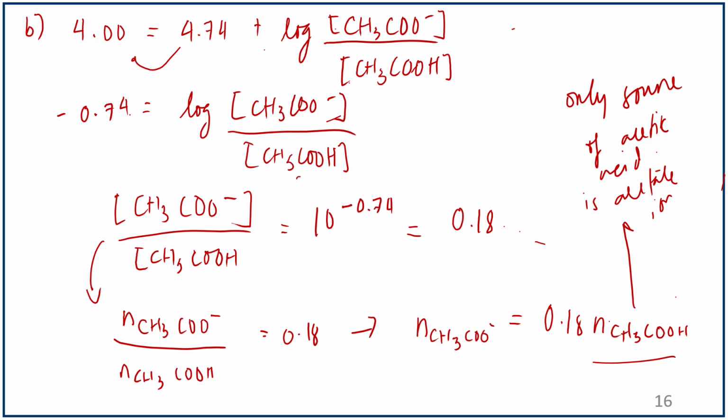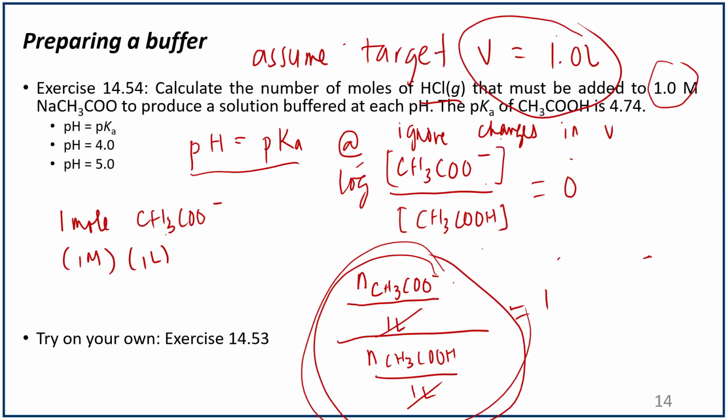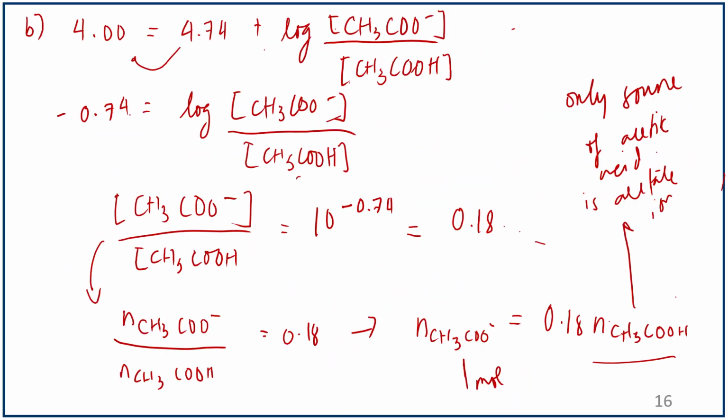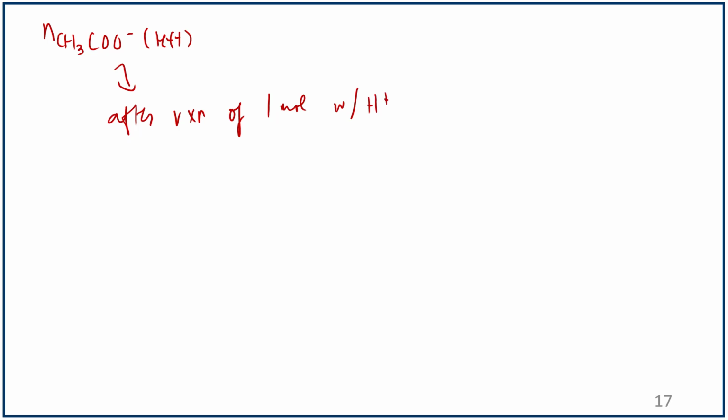Okay. So therefore, if you have a total of 1 mole of acetate ions to begin with, which is given in the problem, 1 molar in 1 liter, then you can write that the number of moles of acetate left after sodium acetate reacts with H plus from hydrochloric acid, after reaction of 1 mole with H plus, plus the number of moles of CH3COOH produced, which is again after the reaction of 1 mole of acetate ions with H plus, should be equal to 1.